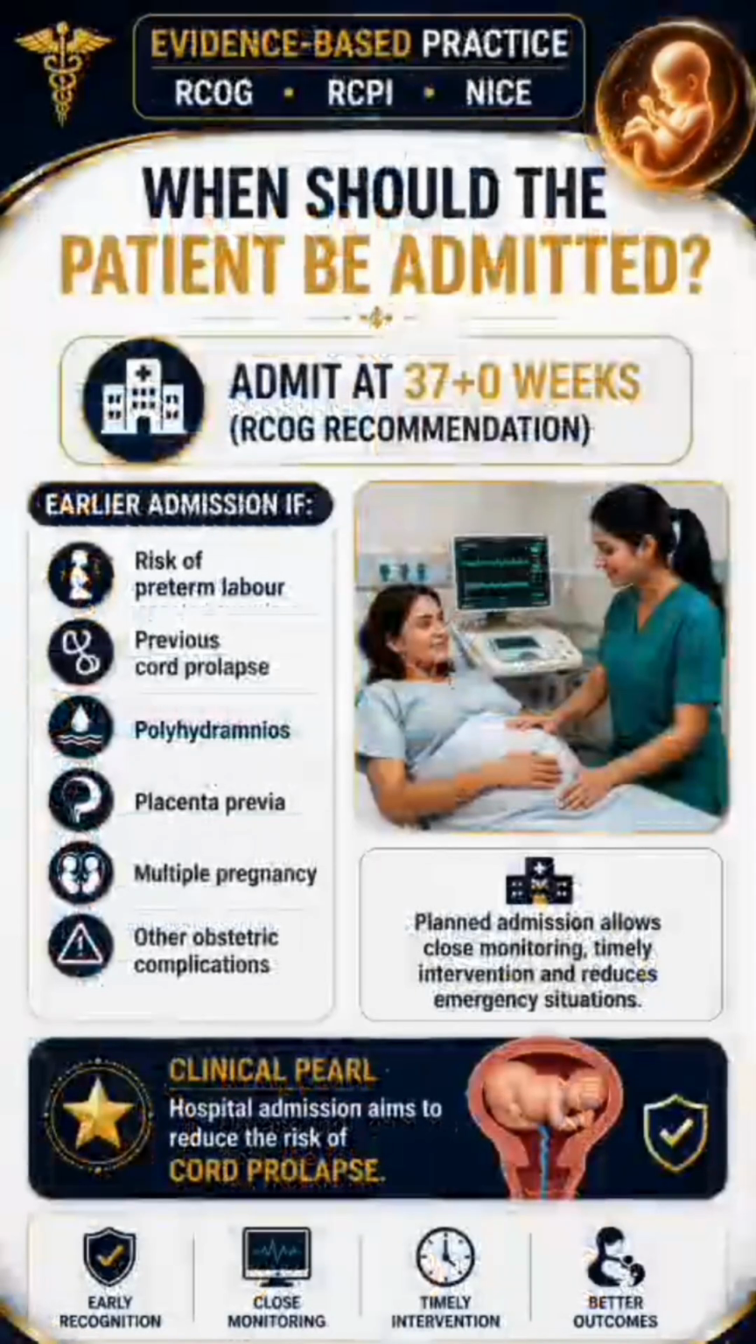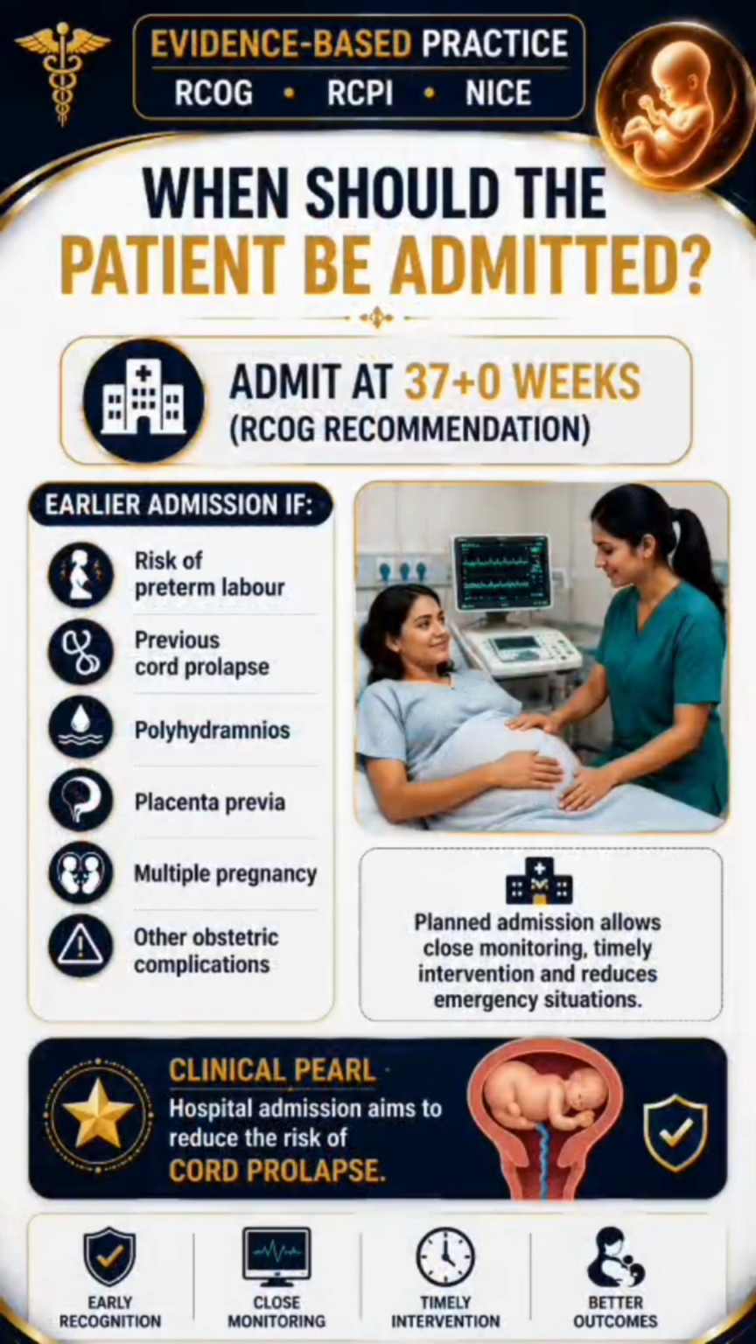Now, the next question: when should the patient be admitted? According to the RCOG Green-top Guideline, women with an unstable lie should be offered hospital admission from 37 weeks of gestation. Why 37 weeks? Because from this stage onwards, labor or spontaneous rupture of membranes can occur anytime.